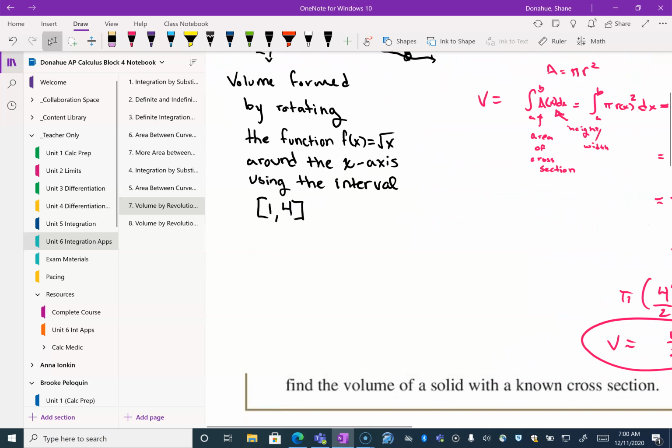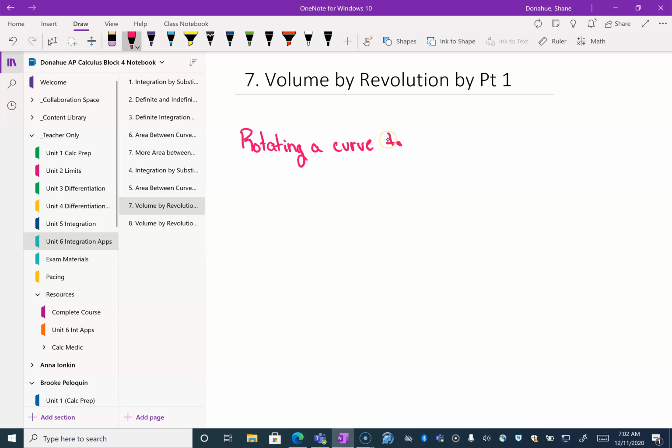All right, so let's generalize then and give ourselves something to work with. Well, when we're rotating a curve, we're going to have two situations that we talk about. We're going to have vertical and horizontal rotation. All right, and when we're rotating, we're creating a solid. So if we're rotating it vertically, or I should say with vertical cross sections, all right, so we're thinking about rotation that happens this direction, right?